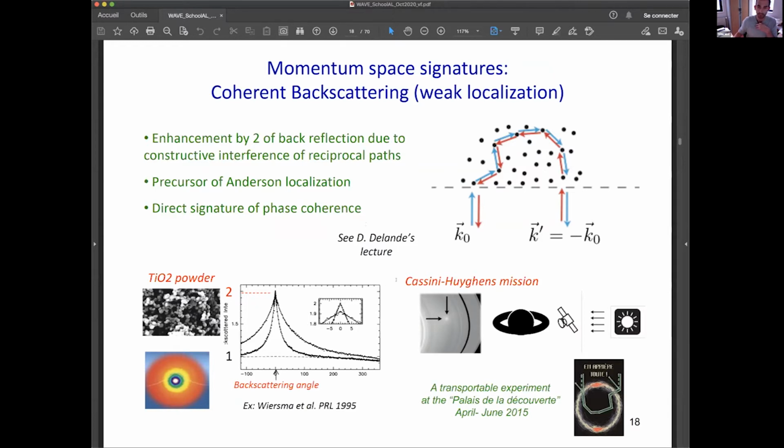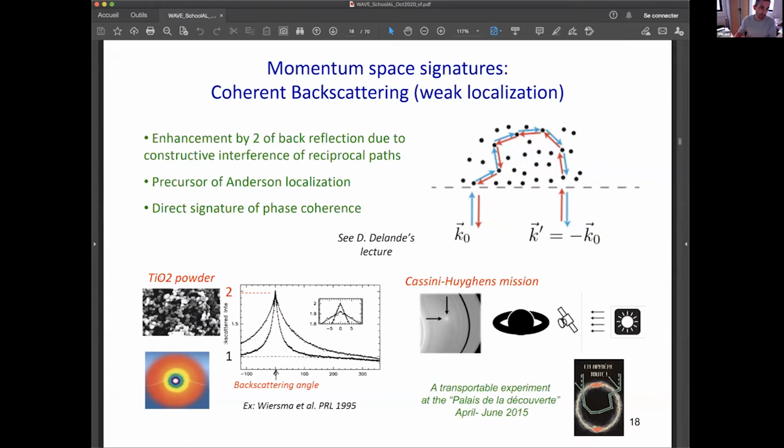I'm going very fast because it was introduced yesterday by Dominique, and he has shown you this beautiful picture from the Cassini-Huygens mission, where there is the sun, there are the rings, and then the light is reflected, and you see the peak. So the idea is that if you send light in a semi-infinite medium, then it is scattered. And if you look exactly in the backward direction, it can interfere with its counterpart, the time-reversed path, which propagates in exactly the same path in the disorder, but in the reverse way. And these two interfere perfectly constructively because they acquire exactly the same phase if there is time reversal symmetry in the system. So it has been seen in many systems, as I said, the Cassini-Huygens mission.